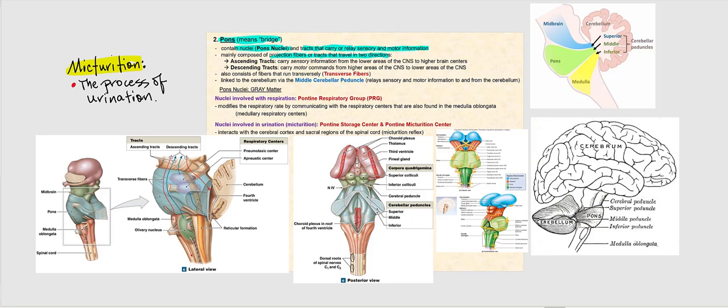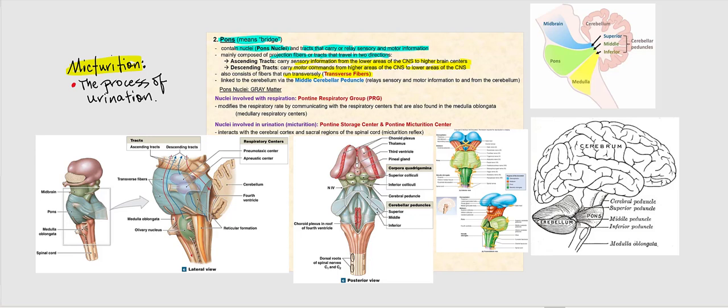So the ascending tracts, which are going up, will carry sensory information from the lower areas of the central nervous system to higher brain centers, while the descending tracts will carry motor commands from higher areas of the central nervous system to lower areas of the central nervous system. In addition to these ascending and descending tracts, we will also find fibers that run horizontally or transversely, which we refer to as transverse fibers.